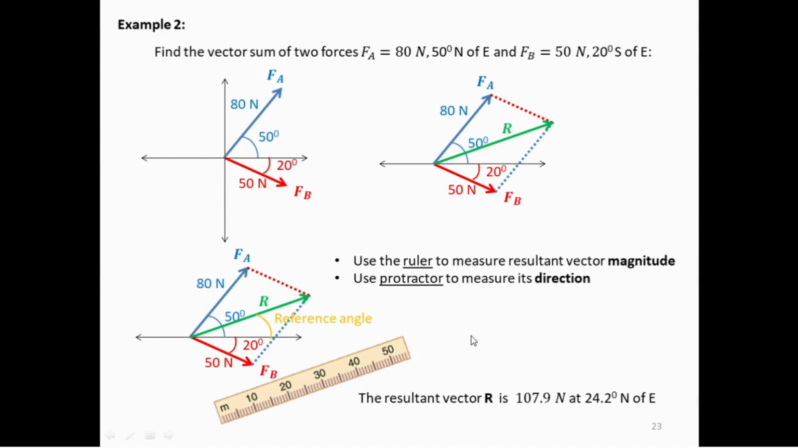So the resultant vector here, according to my measurement, is approximately 107.9 newtons, or 107.9 cm in my ruler, because 1 cm in my ruler is represented by 1 newton, at approximately 24.2 degrees north of east, which is, from east you measure an angle towards the north, so this one. So this angle should be approximately 24 degrees. So I hope that helps.